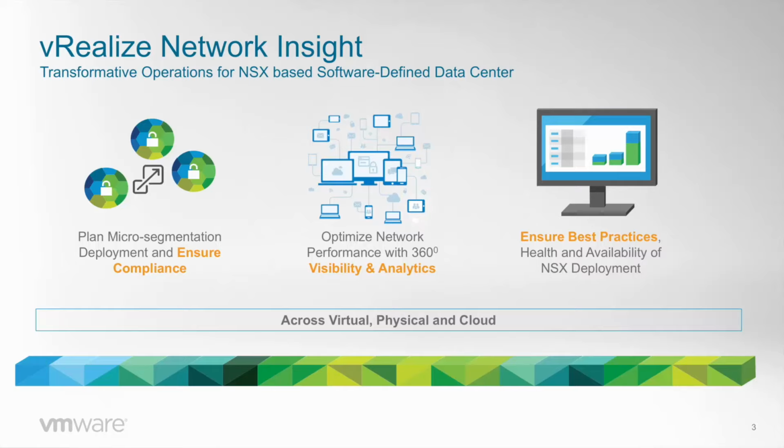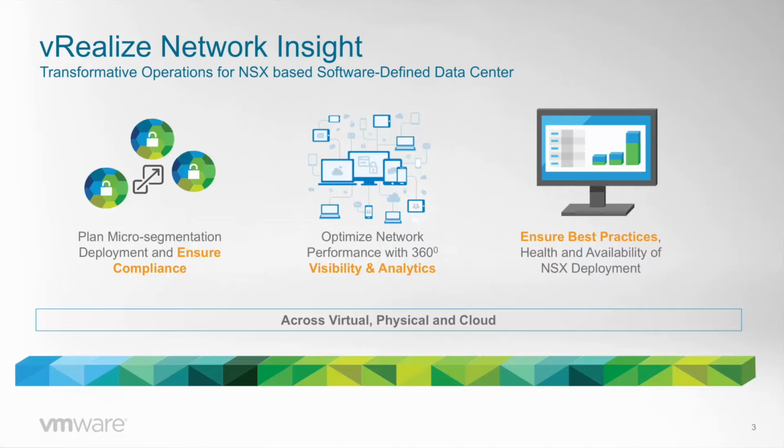vRealize Network Insight is an analytics and operations tool that provides visibility across virtual and physical networks. It helps when planning micro-segmentation because it provides recommendations on firewall rules to be applied, and it also can be used to make sure that these rules are enforced as expected. Network Insight also provides visibility and correlation of events across virtual and physical networks. So for example, you can see if your physical switch is dropping packets, or you can see the step-by-step path traffic follows across both virtual and physical networks.